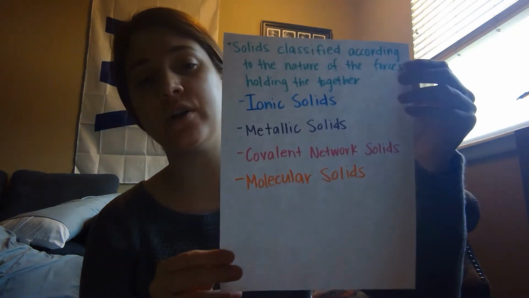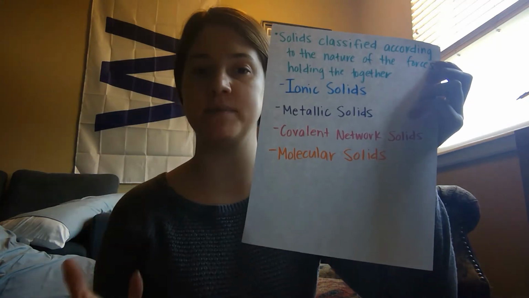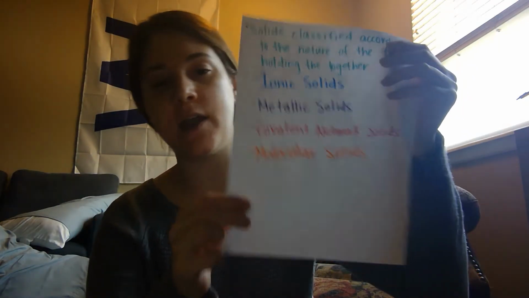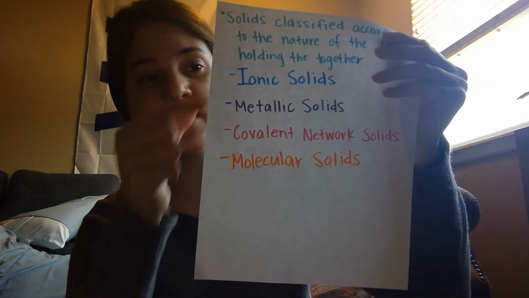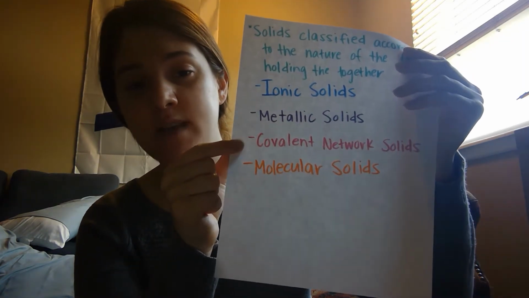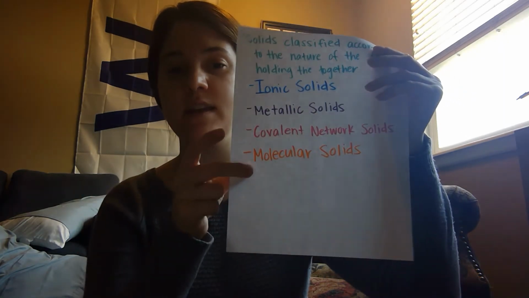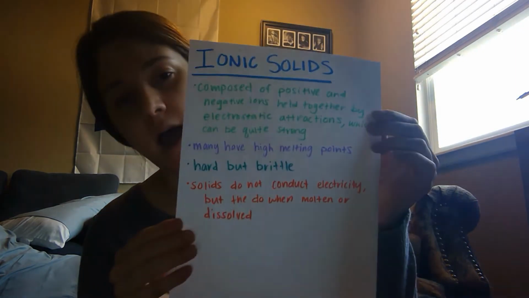Solids are also classified in different categories, based on the nature of the forces holding them together. These are four categories that are usually used. There's ionic solids, metallic solids, covalent network solids, and then molecular solids. Now I'm going to go more in depth in each of these individually. I will start with ionic solids.